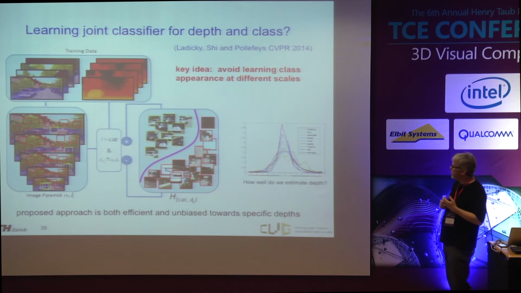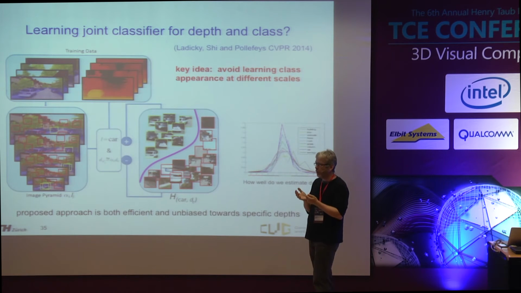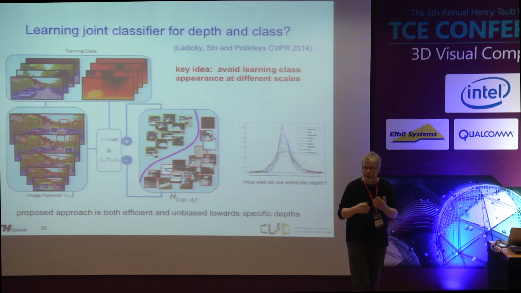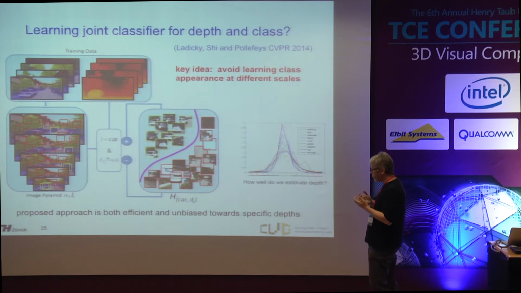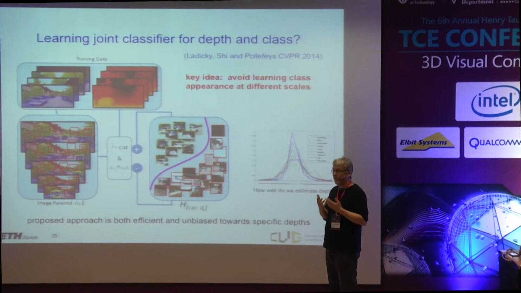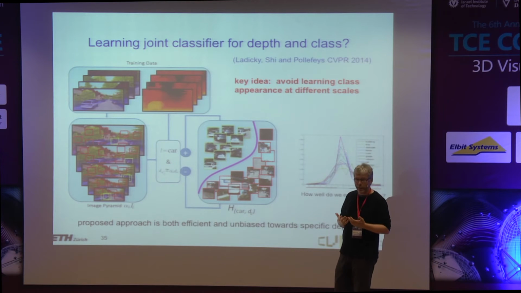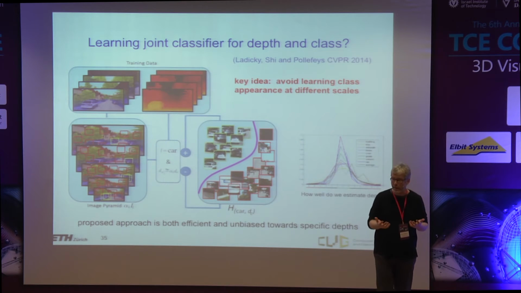Or actually not so surprising. So essentially, the key idea is that if you learn, with whatever learning algorithm you use, if you learn the appearance of a class, one of the main noise effects is essentially that you see things in images at many different scales.